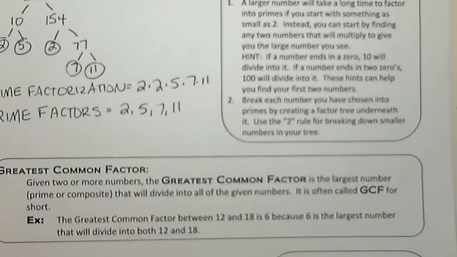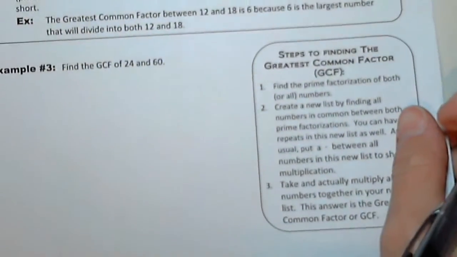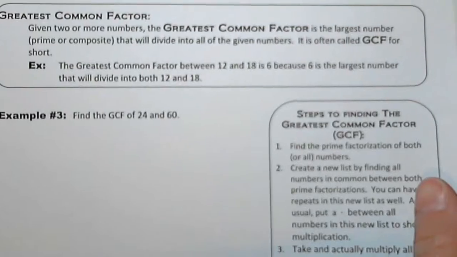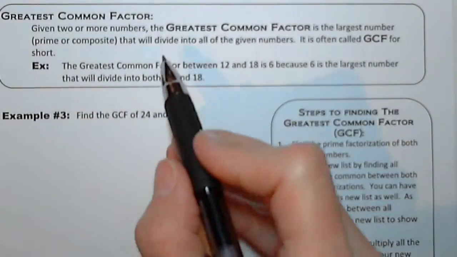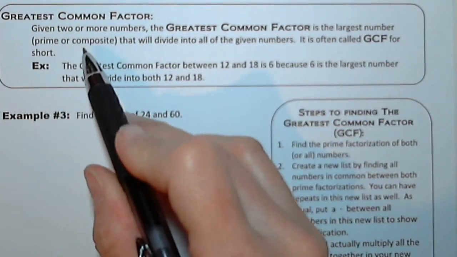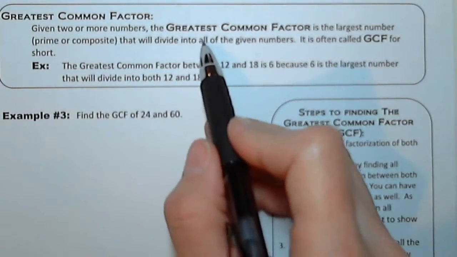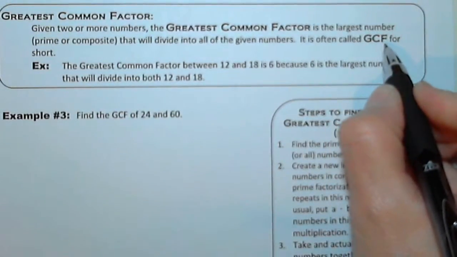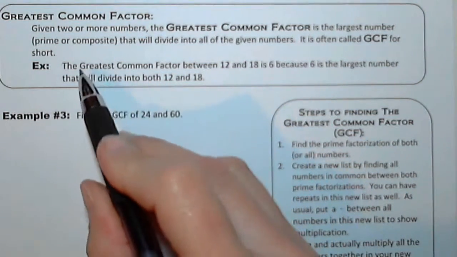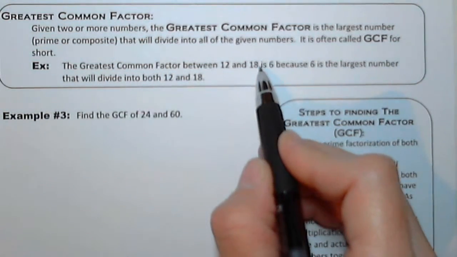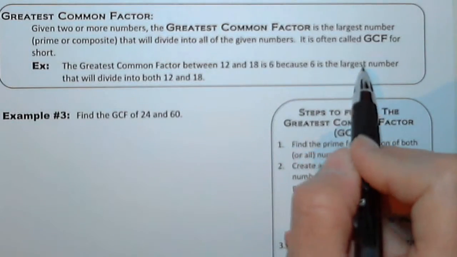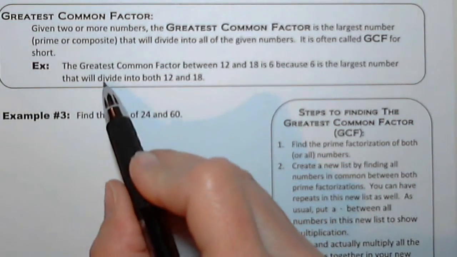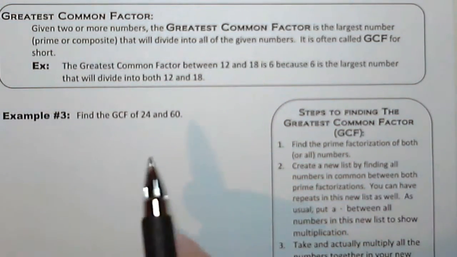The next thing we're asked to find is what's called the greatest common factor. The greatest common factor is, when you're given 2 or more numbers, the largest number, prime or composite, that will divide into all of the given numbers. And for short, we're going to call it GCF. So for example, the greatest common factor between 12 and 18 is 6, because 6 is the largest number that will divide into both 12 and 18.